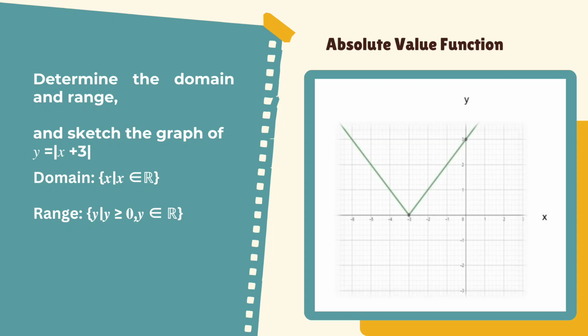So to sketch the graph of y is equal to the absolute value of x plus 3, start with the parent function y is equal to the absolute value of x and shift horizontally by 3 units to the left. So the vertex of the V-shaped graph will be at negative 3 and 0 because x plus 3 is equal to 0, x is equal to negative 3. So this is now the form of our graph.